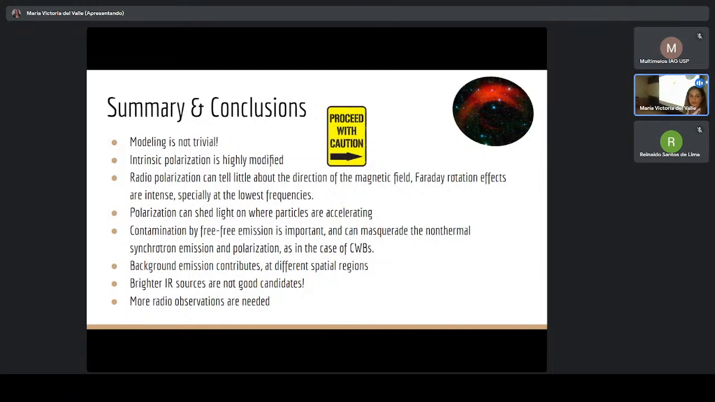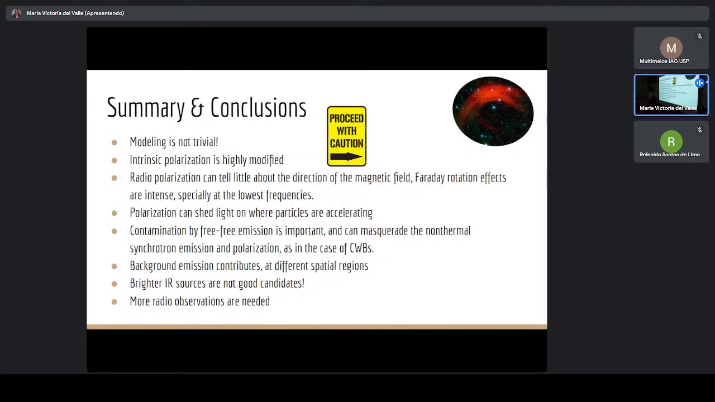I also mentioned the background emission. Again, if we are able to resolve these systems spatially, we will be able to tell, if we compare with models, where we would expect the emission from the background to be important or dominant, and that produced by the locally accelerated electrons. And also we have a problem here, because of the brighter infrared sources, remember that we detect these guys at infrared.